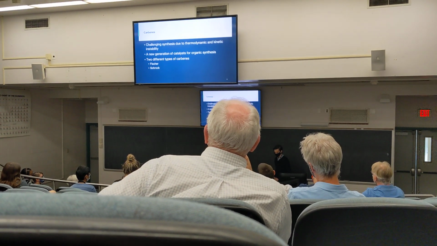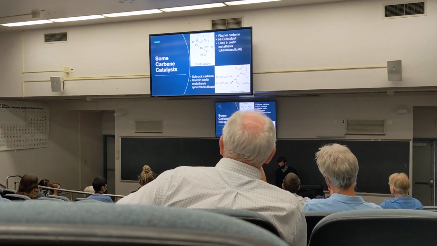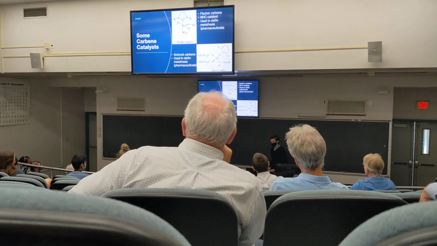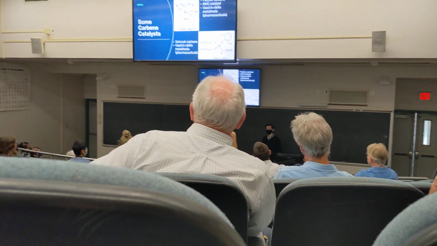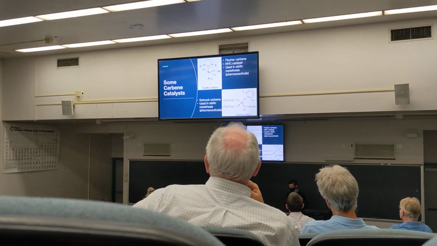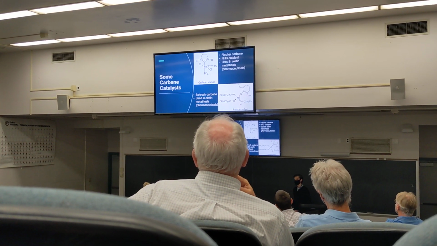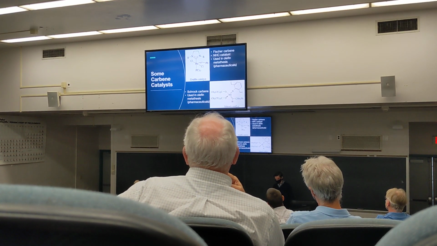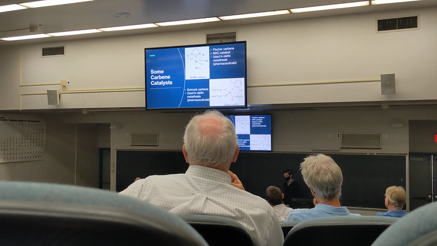There are two different types, Fischer and Schrock. Here are the types. Grubbs catalyst is a Fischer carbene. It is an NHC catalyst, which is the type of catalyst that we work with, and it is used in olefin metathesis, which is used in the production of pharmaceuticals. The other type, Schrock carbene, is also used in olefin metathesis.